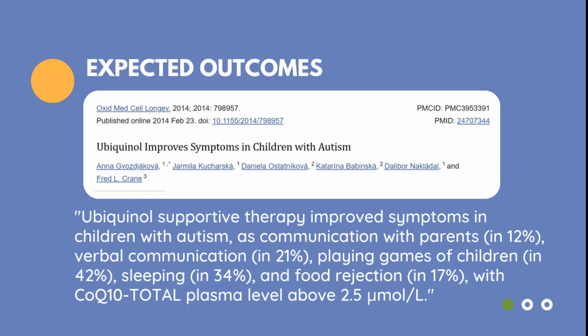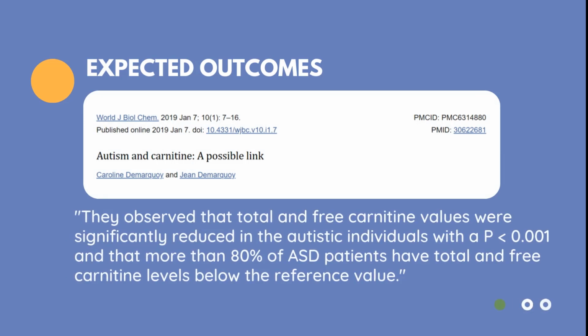So what do we see? What papers do we have to show that some of these supplements are helpful? Ubiquinol, this is CoQ10, improved symptoms in children with autism, symptoms of communication, verbal communication, just playing games, engaging, right? Increased engagement, better sleep, lower rates of food rejection. And then they used a blood level of CoQ10, which you can do. You can check blood levels of CoQ10 as well.